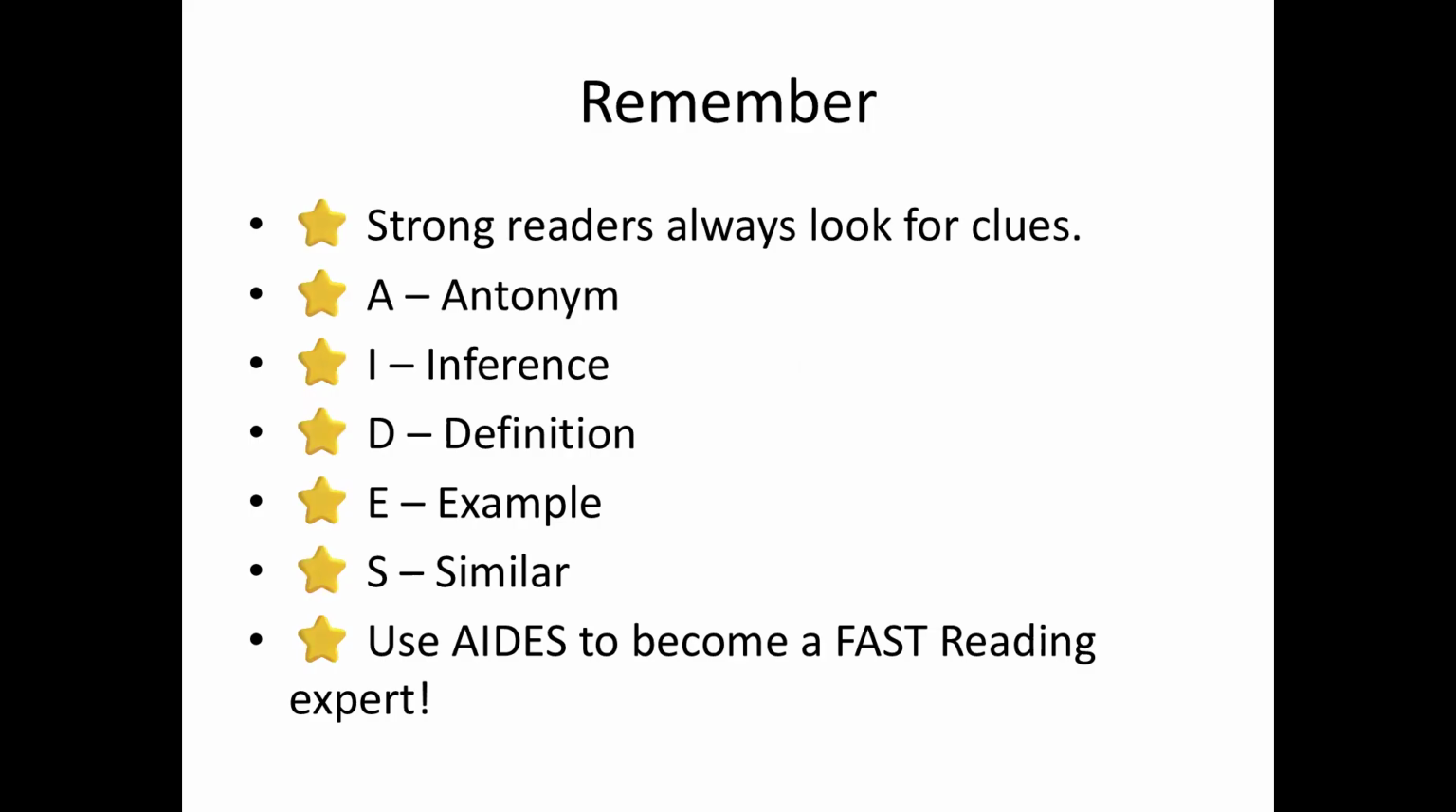So, strong readers always look for clues. A, antonym, which is opposite. I for inference. D is definition. E is when they give you examples. S is when you know something similar. So let's go ahead and use them and come ready to pass your fast reading test.